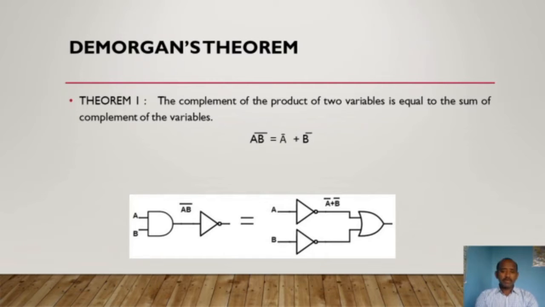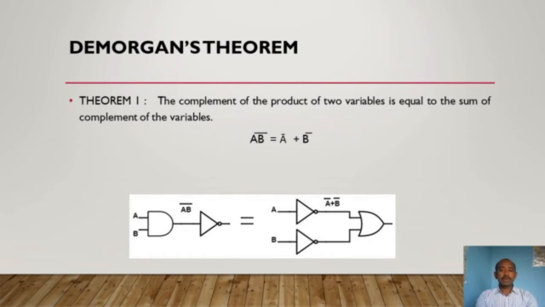Here we have drawn the circuit diagram. First, in the left side diagram, it is an AND gate. A and B are the inputs, and the output will be A dot B. This is the input for the inverter. Then it becomes (A dot B) bar.